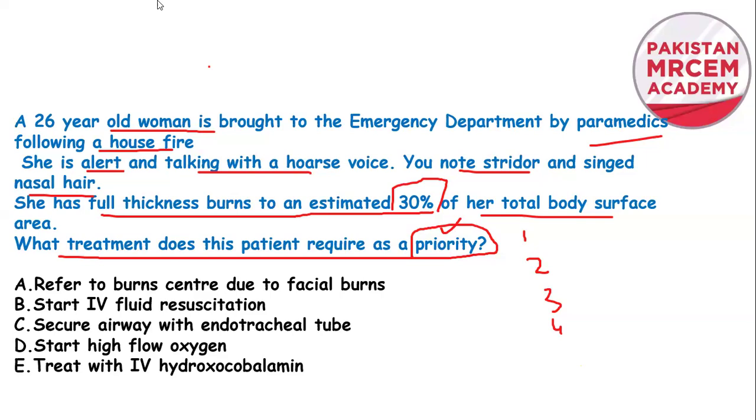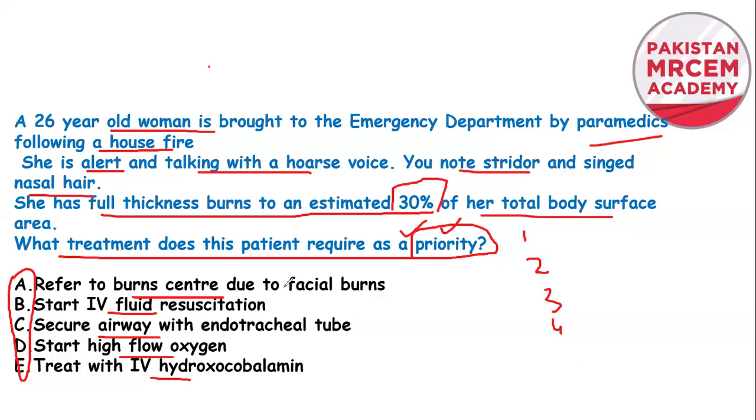Look, we have option A, refer to the burn center due to facial burn. Start IV fluids, secure airway, start high flow oxygen, treat with IV hydroxocobalamin. If I say all these options are right, SBA means single best answer, so you have to choose according to the demand of the examiner. What would be the priority in all 5 steps? We are going to do all 5 steps with the patient to manage the patient. But what would be our priority?